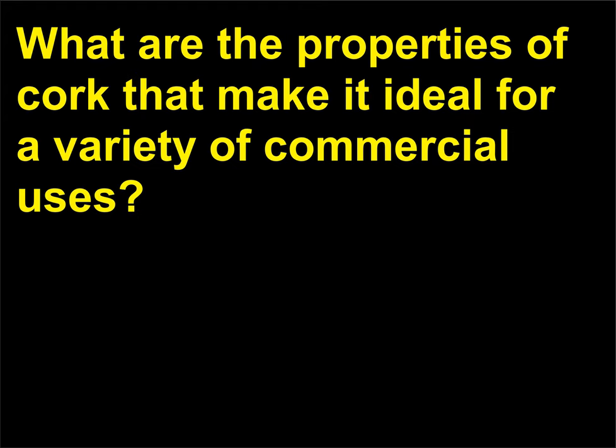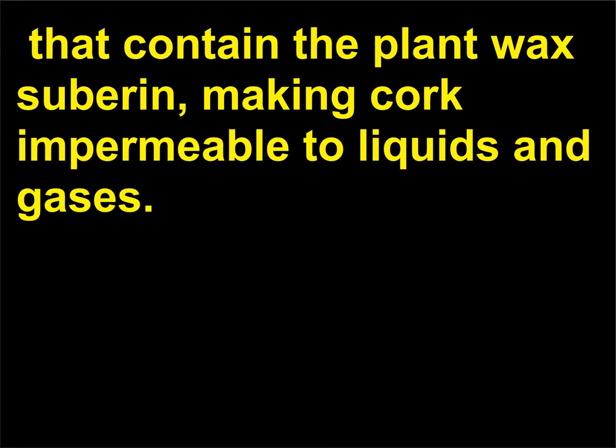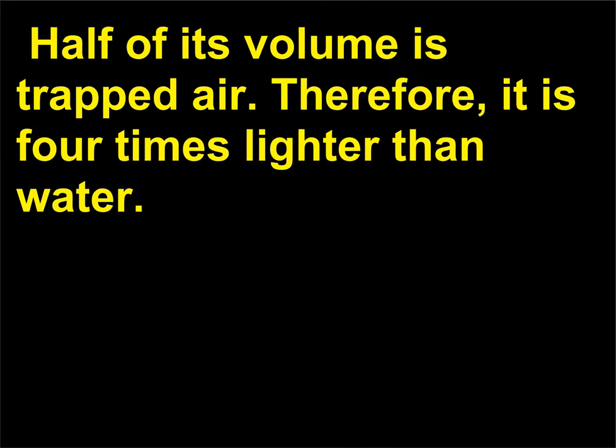What are the properties of cork that make it ideal for a variety of commercial uses? Cork consists of densely packed cells, about 1 million cells per cubic centimeter, that contain the plant wax suberin, making cork impermeable to liquids and gases. Half of its volume is trapped air. Therefore, it is 4 times lighter than water.